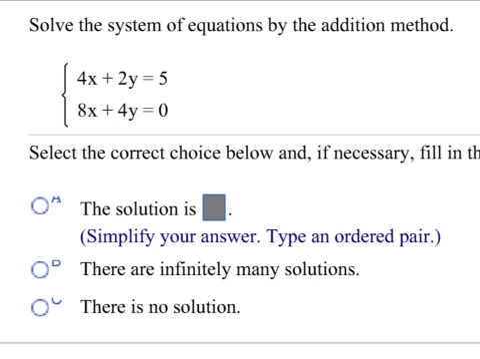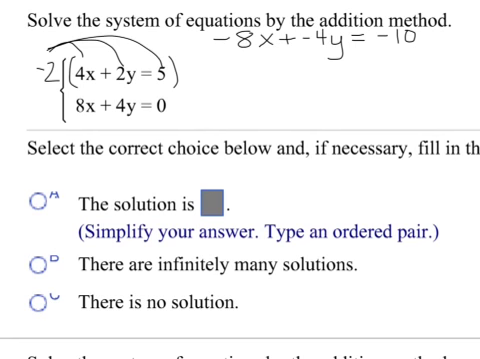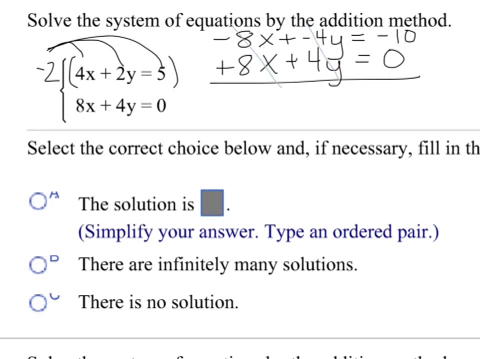Okay, on number 7, all of my variables are lined up, but I can tell if I add those together that it's not going to be eliminated. So I need one of my variables to be negative, and I either need the x's to be negative 8 or the y's to be negative 4. So I'm going to multiply my top equation by negative 2. So after multiplying by negative 2, I've got negative 8x plus negative 4y equals negative 10. Now I'll add my second equation.